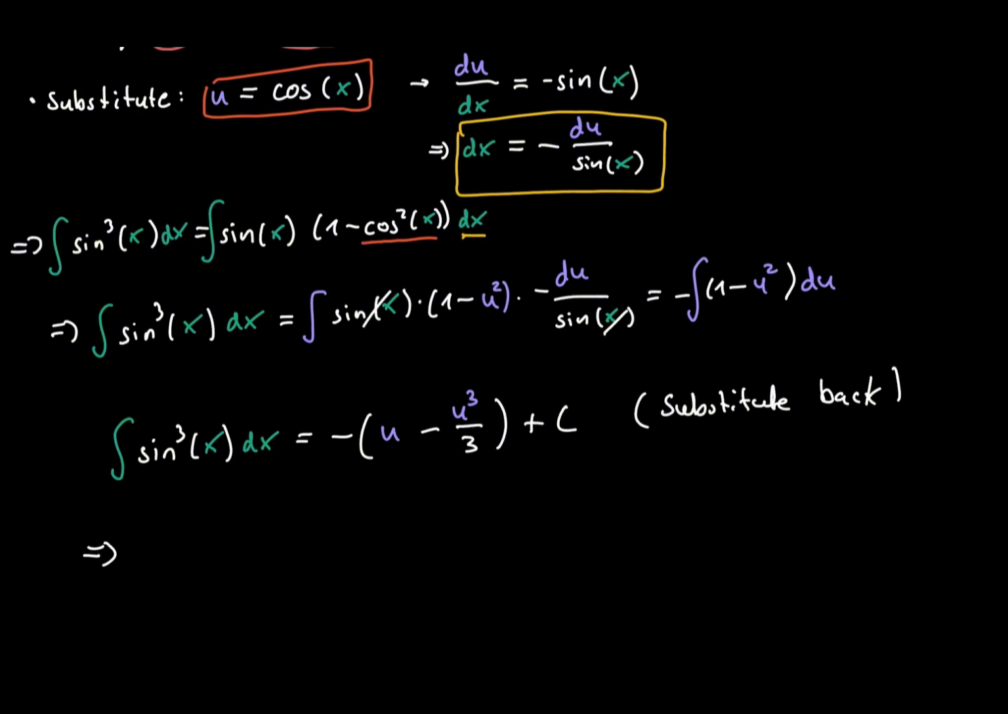Finally, substitute back. So we get negative cosine of x plus cosine cubed of x divided by 3 plus C. Quick takeaway. For odd powers of sine, split one factor and substitute.